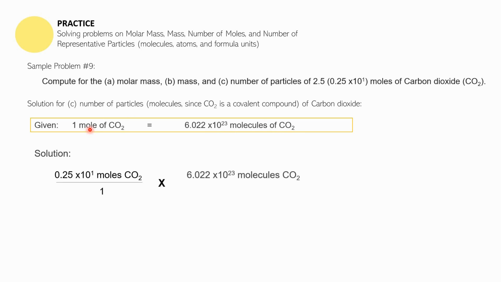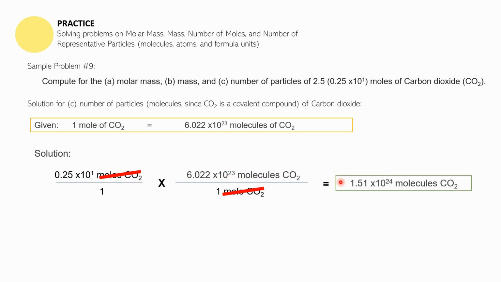And so, again, it's equated as a whole number, so that's a proper fraction, and then you cancel out like terms. What you need to do when it comes to multiplying these numbers is you just have to multiply 0.25 by 6.022. The product is going to be expressed as the base number. And then for the exponents, you just have to add them up. Since they are both positive, that's positive 1 plus positive 23. It's a simple addition, so that's going to be 1.51 times 10 raised to the 24th power molecules of carbon dioxide. And so, ganun siya nakukuha.